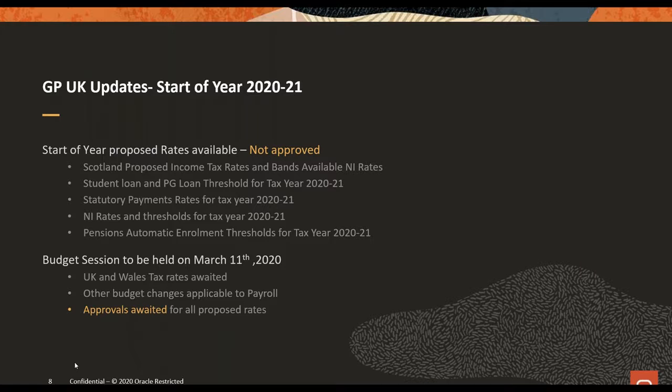I see some updates on the HMRC website, but we still need to confirm those as far as UK and Wales is concerned. We have to wait for the budget to actually be sure that there is nothing else that is required from a payroll standpoint. For that reason, we will be able to comment on the budget changes only once the budget is done, post March 11th. All right.